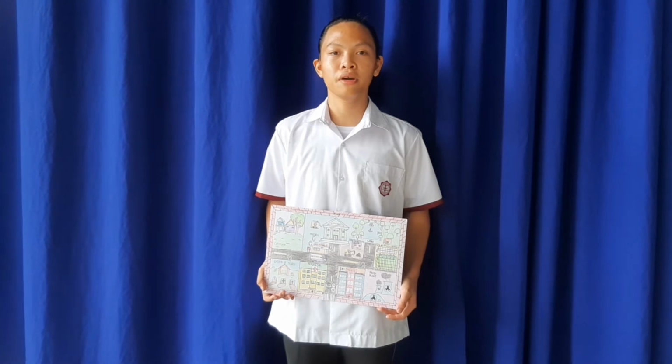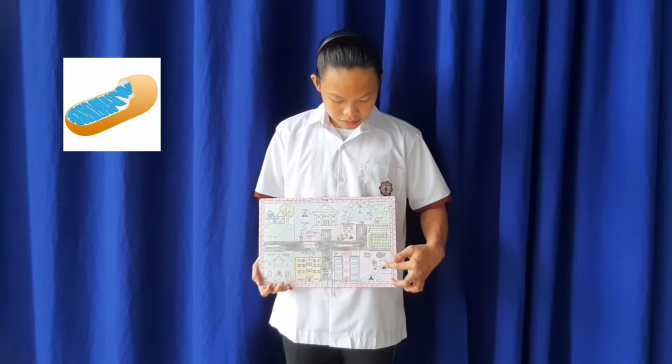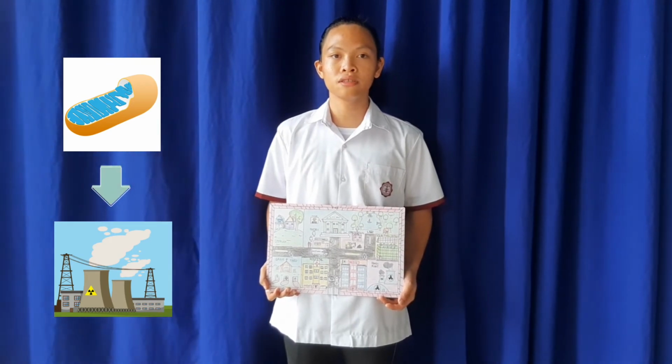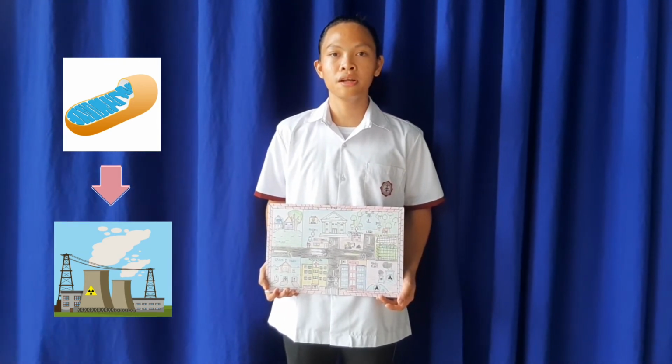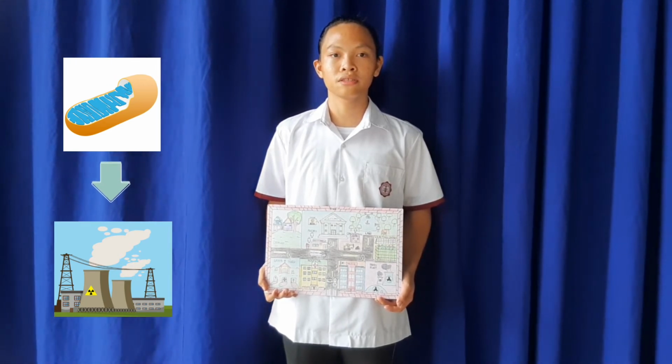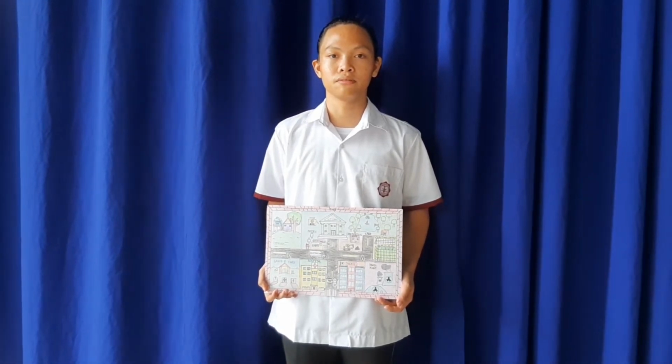Next up is the mitochondria. The mitochondria is represented by the power plant because it produces energy to run the entire city, similar to the mitochondria that generates energy for the cell in the process called cellular respiration.